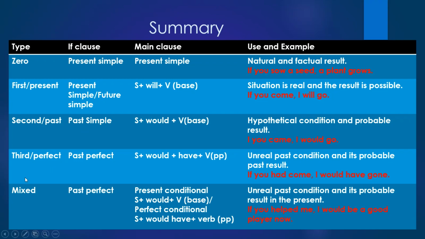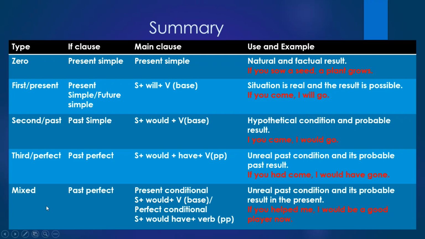Third conditional is our perfect conditional, and the if clause is in the past perfect form, and the main clause has subject plus would plus have or might plus have, and because of the have, the verb is in the past participle form. It is also used for expressing an unreal past condition and its probable past result, and both of them are in the past and none of them is possible indeed. If you had come, I would have gone. So the first one is a past condition and its probable result would be that I would have gone, but again this is not possible because the time for both of them is over.